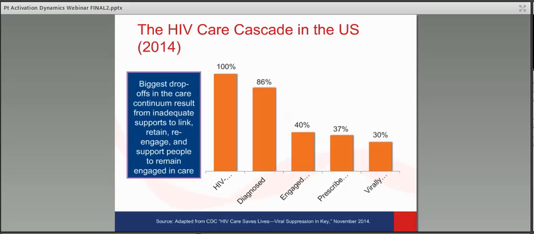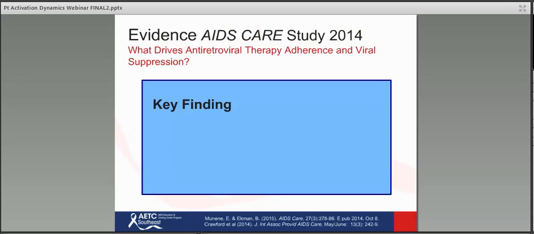And the biggest drop-offs in this care continuum result from what the literature provides us with the information that there are inadequate supports to link, retain, and re-engage and support individuals to remain engaged in care. And so the purpose of this program is to really look at what those factors are and how do we create relevant strategies to change this around.